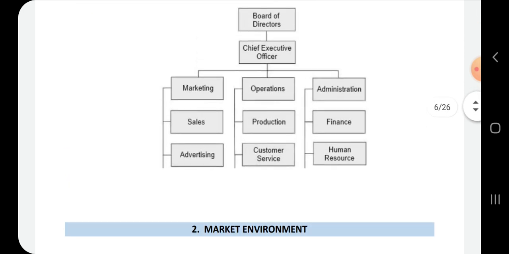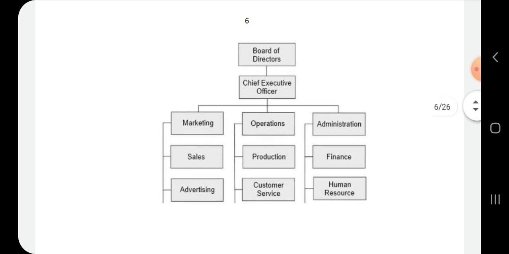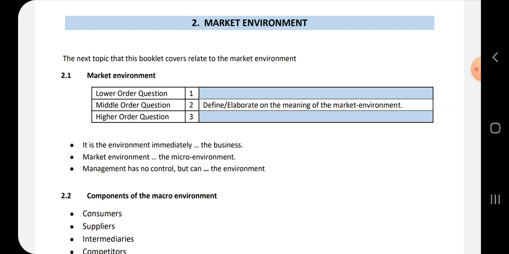And then the organogram: here we have the board of directors at the top, then the chief executive officer, who is the CEO, then the marketing manager, operational manager, administration manager, finance manager, human resource, production, customer service, sales, and advertising. So we have done a complete organogram. In this next one, we will be dealing with the market environment. Let's look at the questions that can be asked with regards to the market environment.